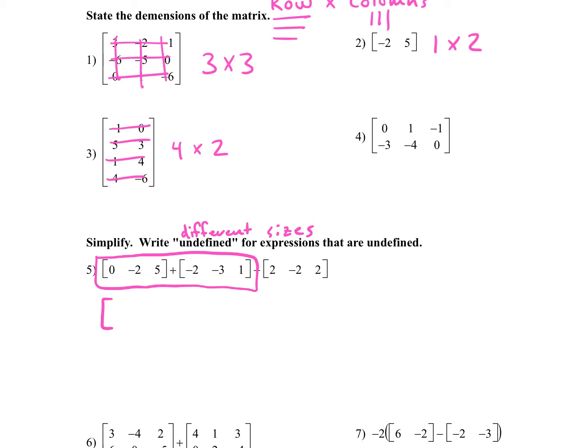So here I have 0 plus -2, which is what? -2. Then -2 plus -3, which is -5. And -5 plus 1? -6... wait, 5 plus 1? 6. Now I'm subtracting the third one. So -2, -2, and 2.